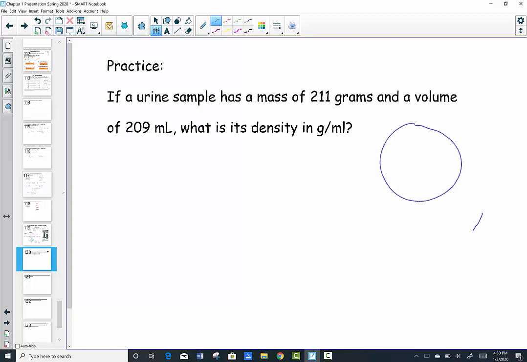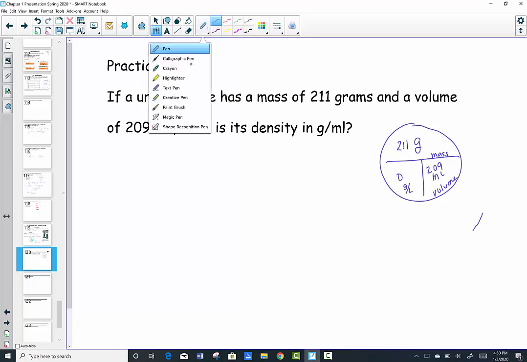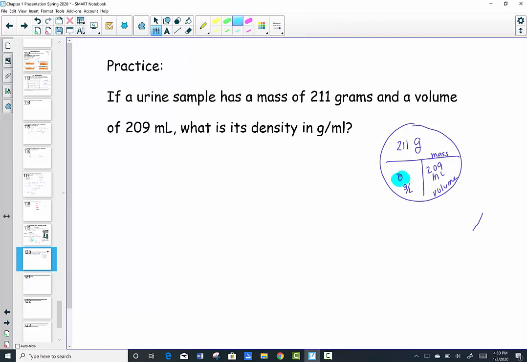Our round little buddy. I know that density is defined as mass over volume. The mass is given to us as 211 grams. The volume is given to us as 209 milliliters. I want to know density. So keep in mind, our round little buddy says the unit that you want is the unit that you cover up. And when you cover that up, you find the algebra of pulling out the other variable.